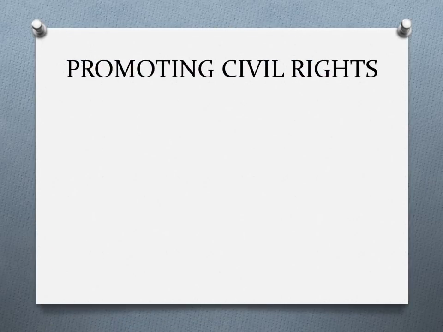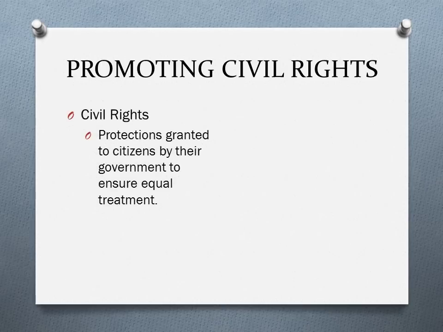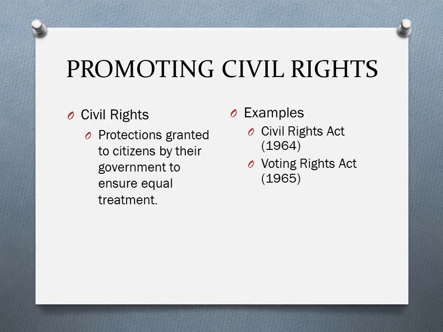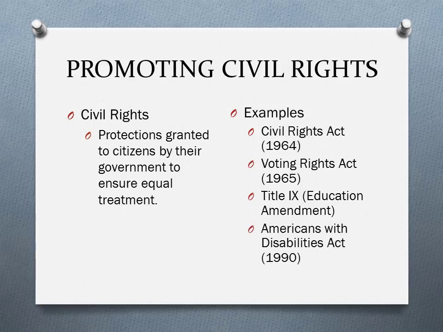Now let's step away from the issue of civil liberties and look at the issue of civil rights. Remember, civil rights are actually things that our government does to protect us. It's government involvement designed to ensure equal treatment for us. Some examples of things that Congress and the President have done historically to promote our civil rights include the passage of the Civil Rights Act, the Voting Rights Act, Title IX, which is also known as the Education Amendment, and the passage of the Americans with Disabilities Act.